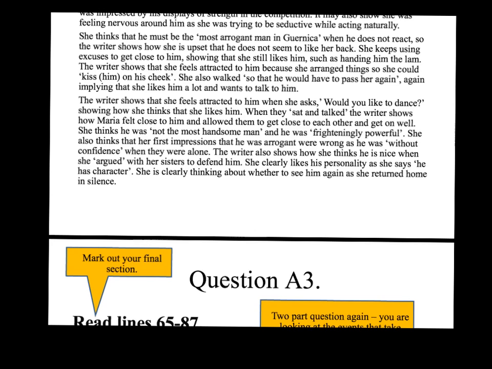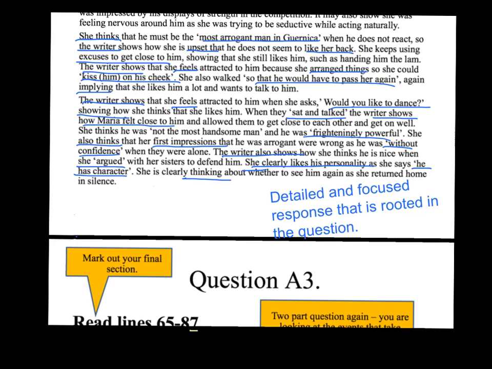As this example goes on, if we go down to the second paragraph here, she thinks that he must be the most arrogant man in Guernica when he does not react, so the writer shows how she's upset that he does not seem to like her back. She keeps using excuses to get close to him, showing that she still likes him, such as handing him the lamb. The writer shows that she feels attracted to him because she arranged things so she could kiss him on the cheek. She also walks so that he would have to pass her again, implying that she likes him a lot and wants to talk to him.